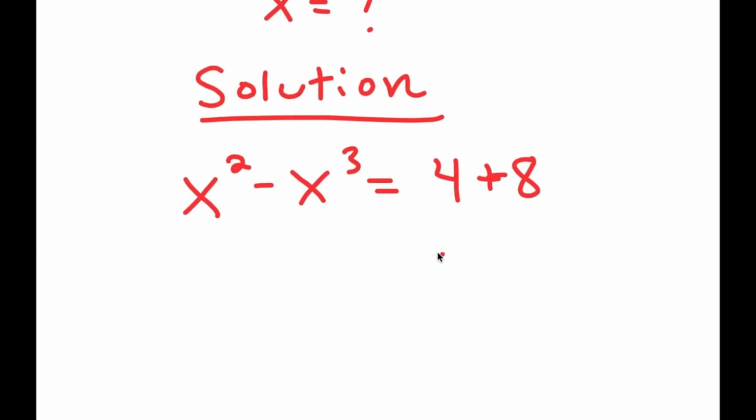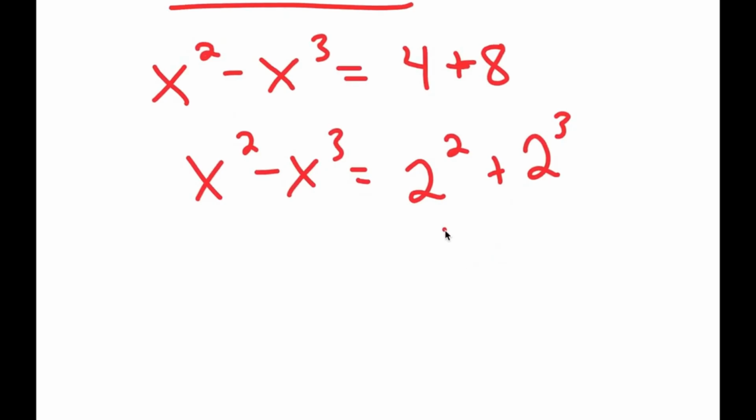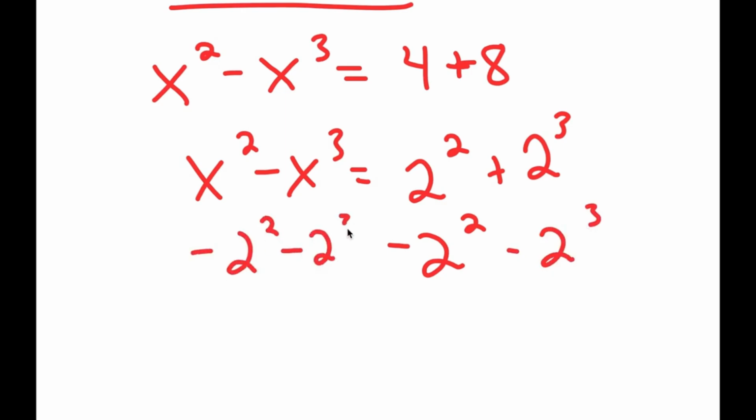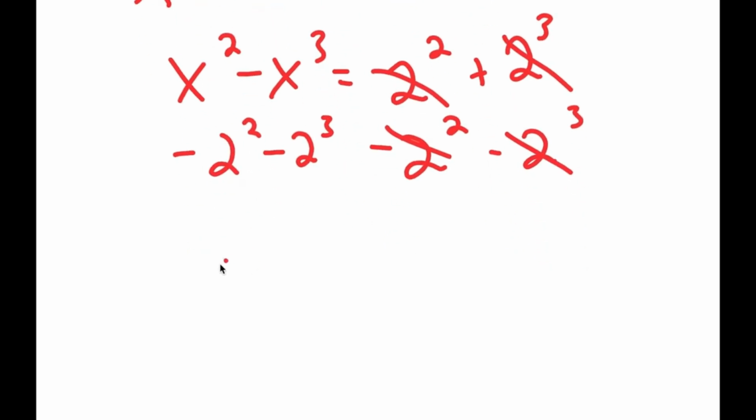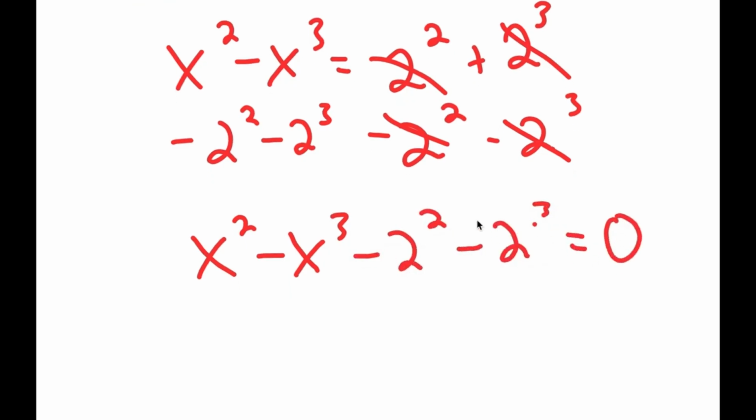And the reason I did that was because 4 is the same thing as 2 squared, and 8 is the same thing as 2 to the power of 3. So notice I have a number squared minus a number to the power of 3, and then I have a number squared plus that same number to the power of 3. Now I'm going to subtract 2 squared on both sides and 2 to the power of 3 on both sides. So these two cancel out, and I get x squared minus x to the power of 3 minus 2 squared minus 2 to the power of 3 is equal to 0.